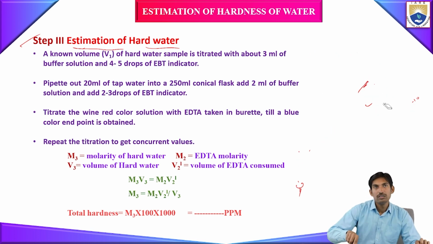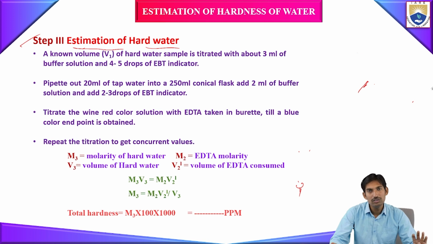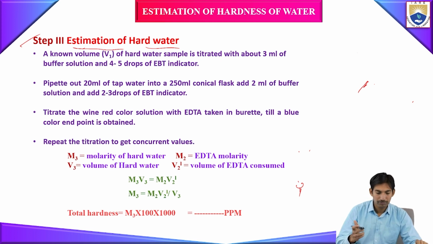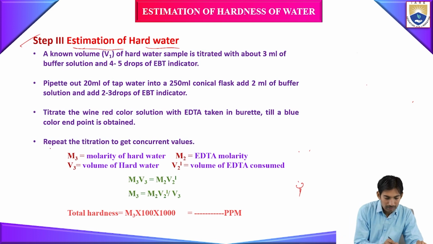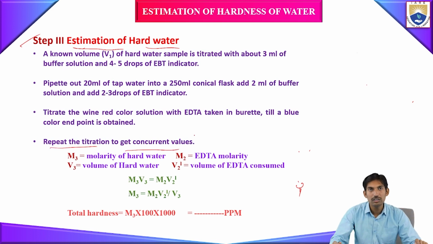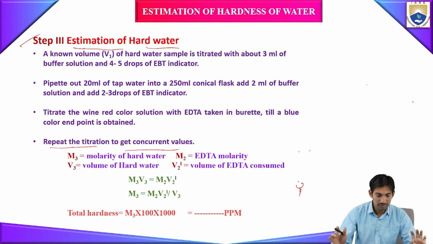See the calculation. In the estimation of hardness of water, first we take tap water. Tap water contains both temporary hardness causing salts and permanent hardness causing salts. For that we add EBT indicator and the buffer solution, and we get wine red color. Then we titrate with the EDTA solution of known concentration. The color changes from wine red to blue. Note down the readings. Repeat the titration to get concordant values.